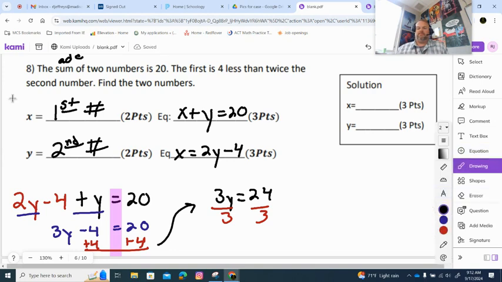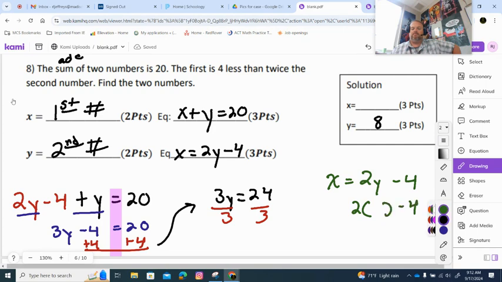Second guessing myself. All right, so to find x, that's 2y minus 4. So that's 16 minus 4, which is 12.